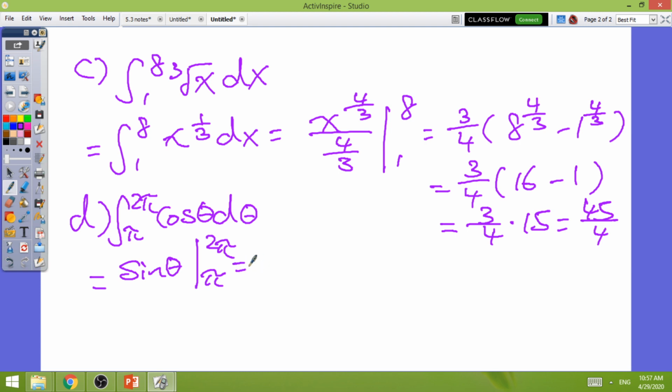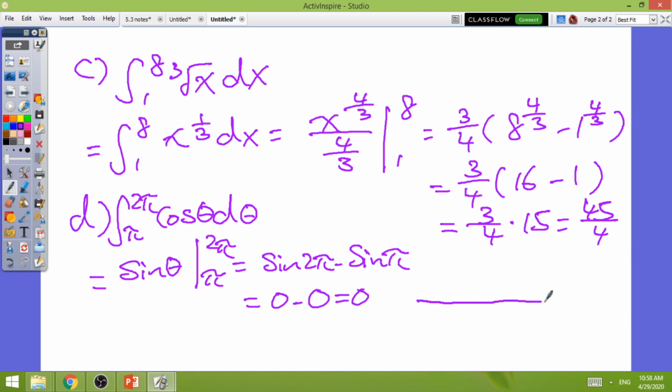So again, using FTC part 2, sine of 2 pi minus sine of pi. So sine of 2 pi, which is 0, okay? And sine of pi, it's also 0. So that means the area under the curve is 0. So one thing you can do is make the graph right here. So you can just do some graph analysis. So the integrand, it's cosine of theta, which is considered a bell curve.